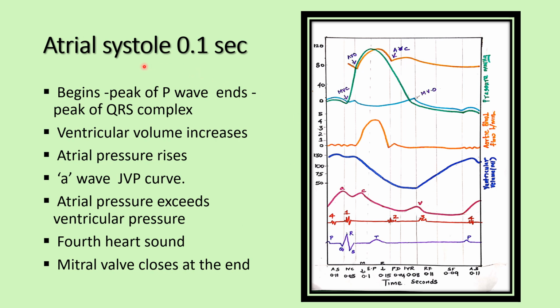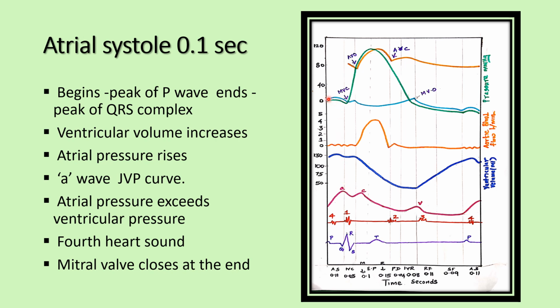Atrial systole duration is 0.1 second. Atrial systole begins with the peak of the P wave and ends with the peak of the QRS complex. The ventricular volume increases mildly. Atrial pressure increases due to the atrial contraction, so that produces the A wave in the jugular venous pulse.